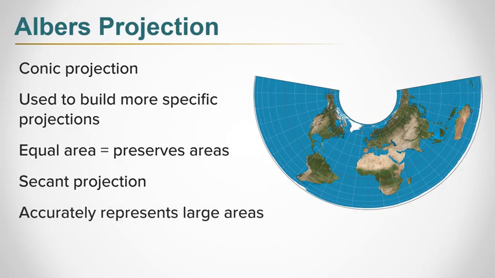The Albers projection isn't just one projection, but more the basis for many other projections that cover areas large and small. It can cover areas as large as the United States, and there's a projection for that, or Russia, and there's a projection for that, or even just California.